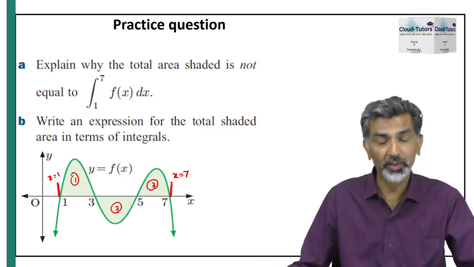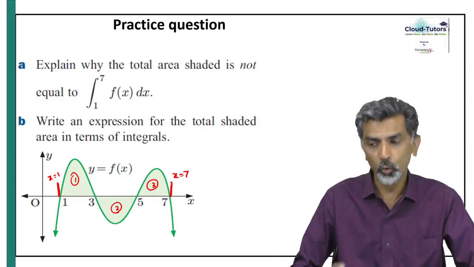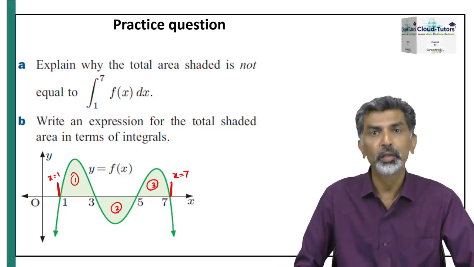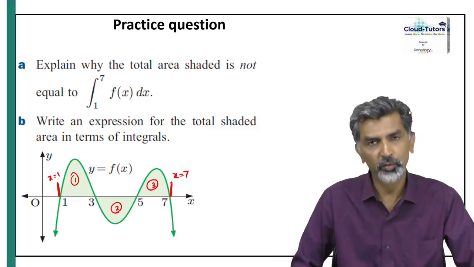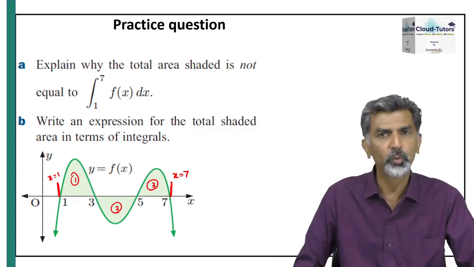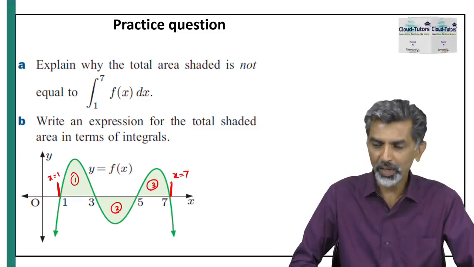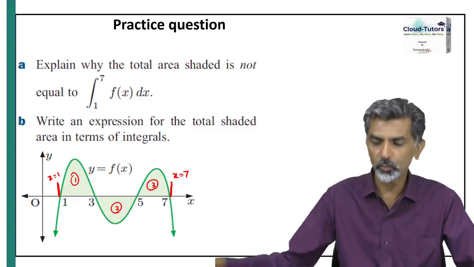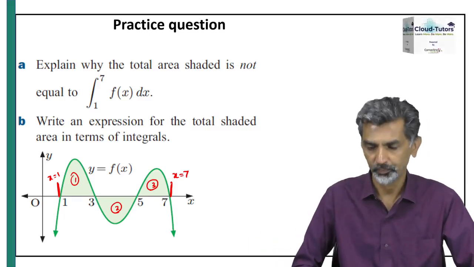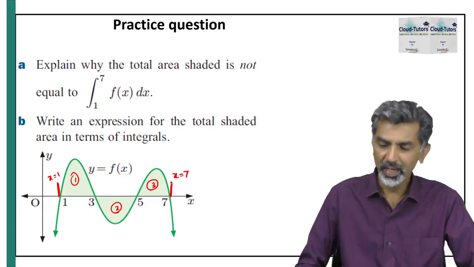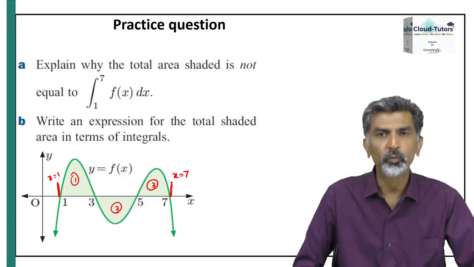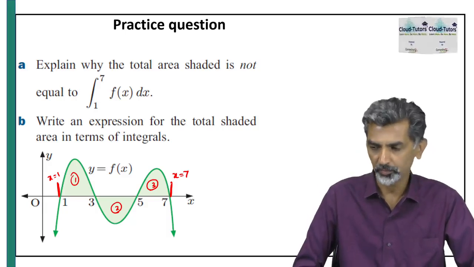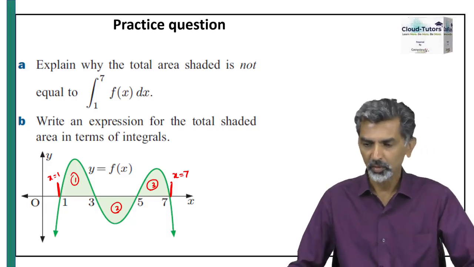There is the first part, second part, and the third part. And the first question is, explain why the total shaded area is not equal to integral from 1 to 7 f of x dx. And this is similar to what we did a few minutes ago. Why is the area not equal to this? And then write an expression for the correct approach to finding the area of the shaded region. So that's the question.